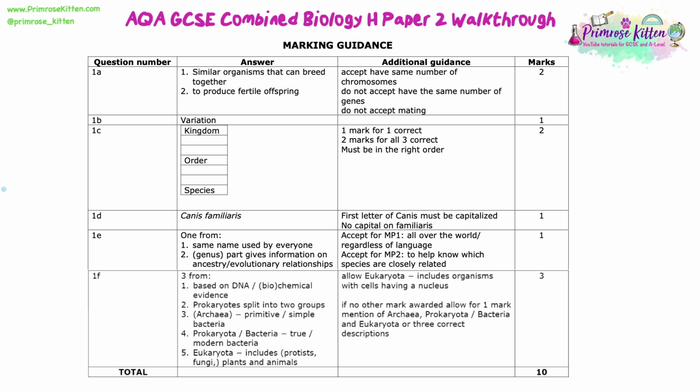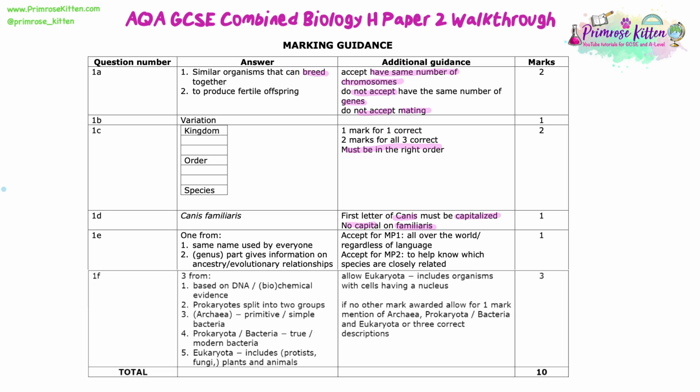Okay, so question 1, mark scheme, let's have a look at it. Instead of saying similar organisms, you can say they have the same number of chromosomes. You can't say organisms that have the same number of genes. That's not really saying the same thing, because some organisms can be in the same species but not have exactly the same number of genes. Do not accept mating instead of breeding. You really need to say breed, and you can't just say breed and then not say the fertile offspring part.